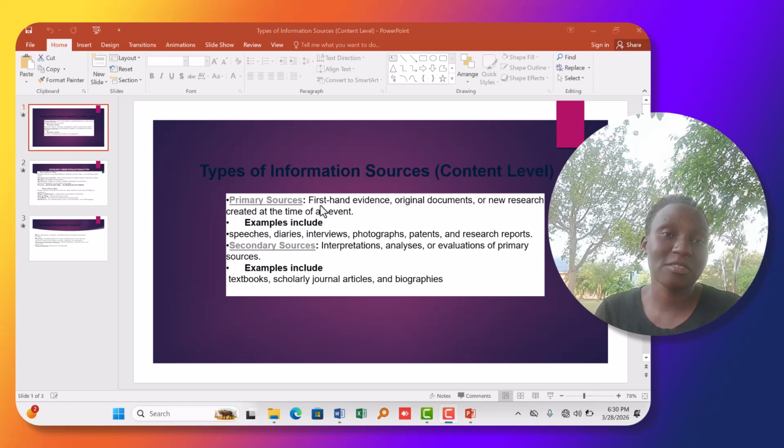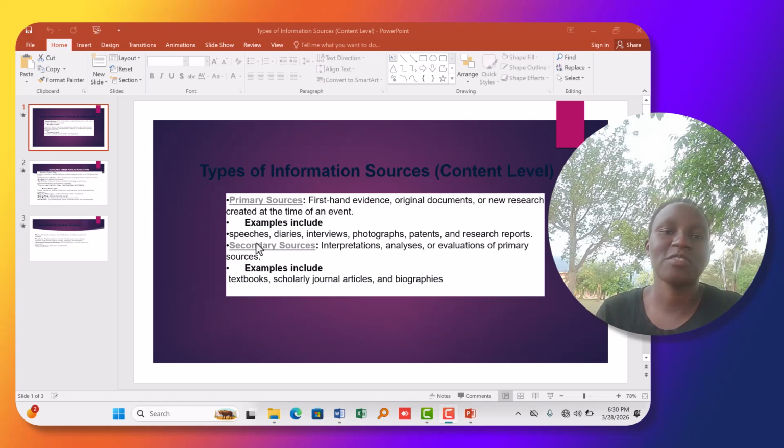So a primary source of information is the origin of information at the time of that event. So the examples include the speeches, diaries, interviews, photographs, patterns, and research reports. They are the primary sources of information. Those are the examples we have, but we have a number of them, not only these ones.